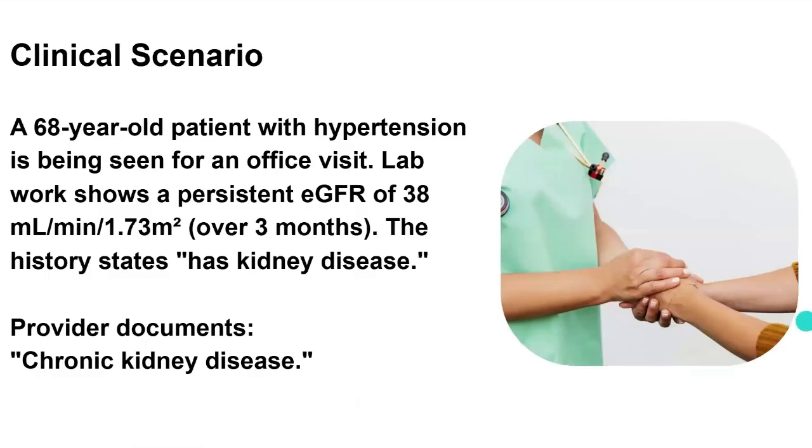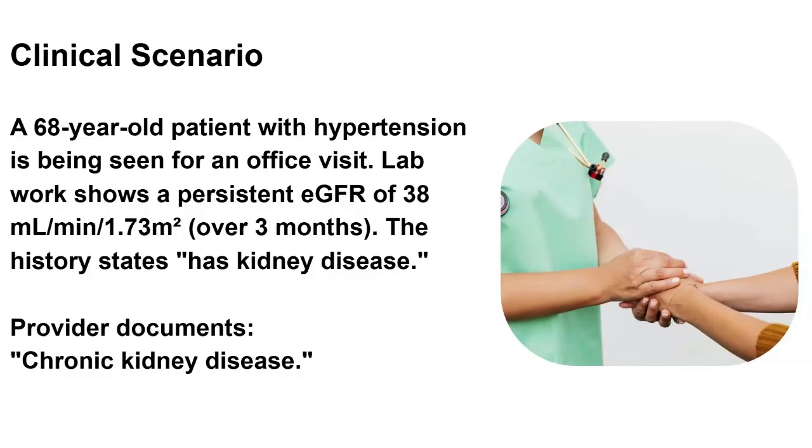So here's an example. This is a clinical scenario. We have a 68-year-old patient with hypertension, and he's being seen in the office. Now you as the CDI nurse are looking through this patient's labs, and you identify in the labs that the eGFR is 38. In the history and documentation you're seeing for this patient, the provider says the patient has kidney disease. So the provider now documents chronic kidney disease. That is all that is in the documentation.